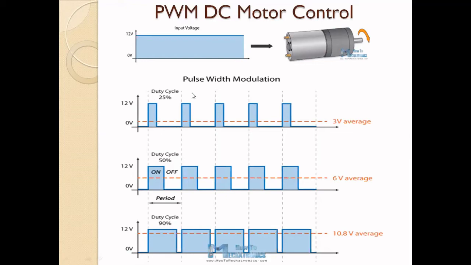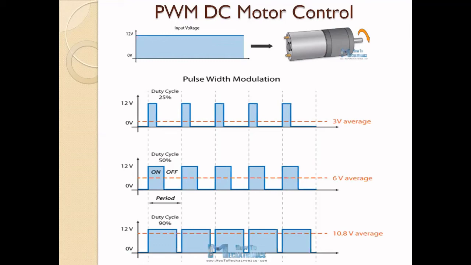So if you take the average, they will get 3 volts. Or if you take 75%, that means 7.5 seconds on time and 2.5 seconds off time, so we will get 9 volts. Likewise, you have to change the pulse width of the signal.